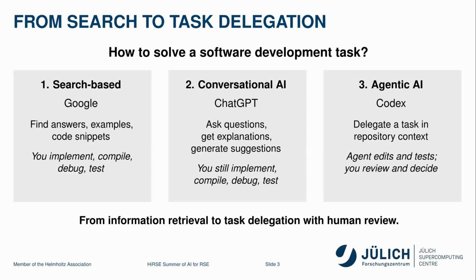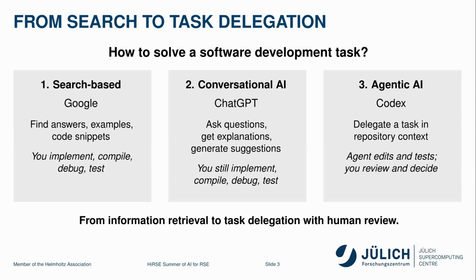The next step was conversational AI. So an example here is ChatGPT. You can ask questions, get explanations, and generate code suggestions. But still, you implement, compile, debug, and test.